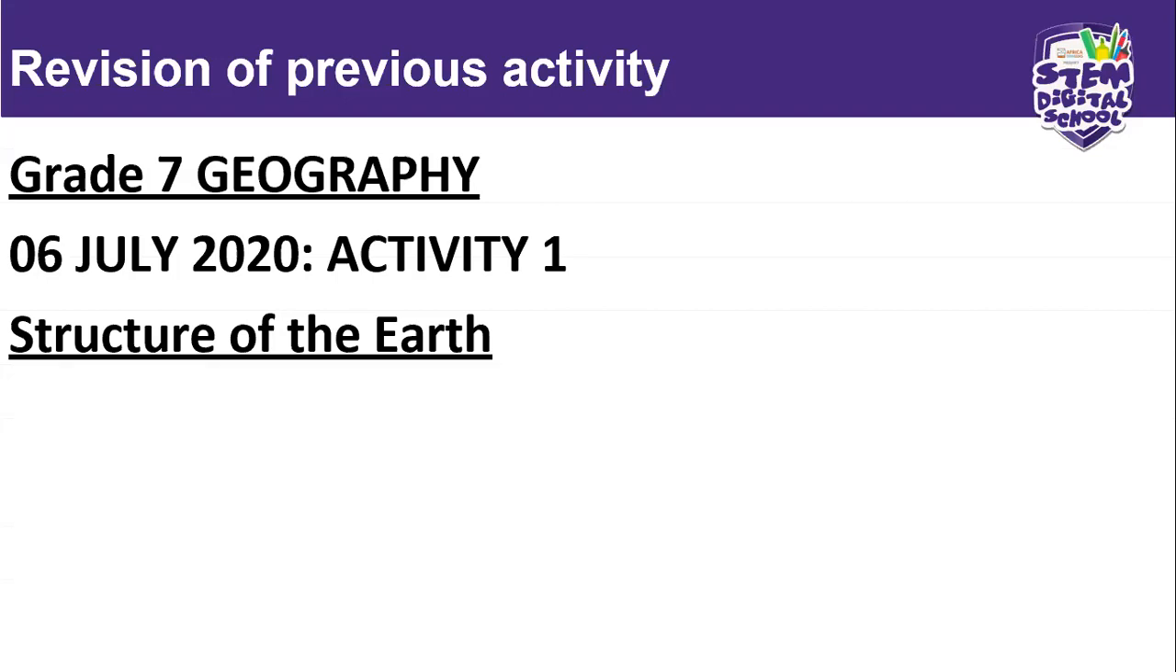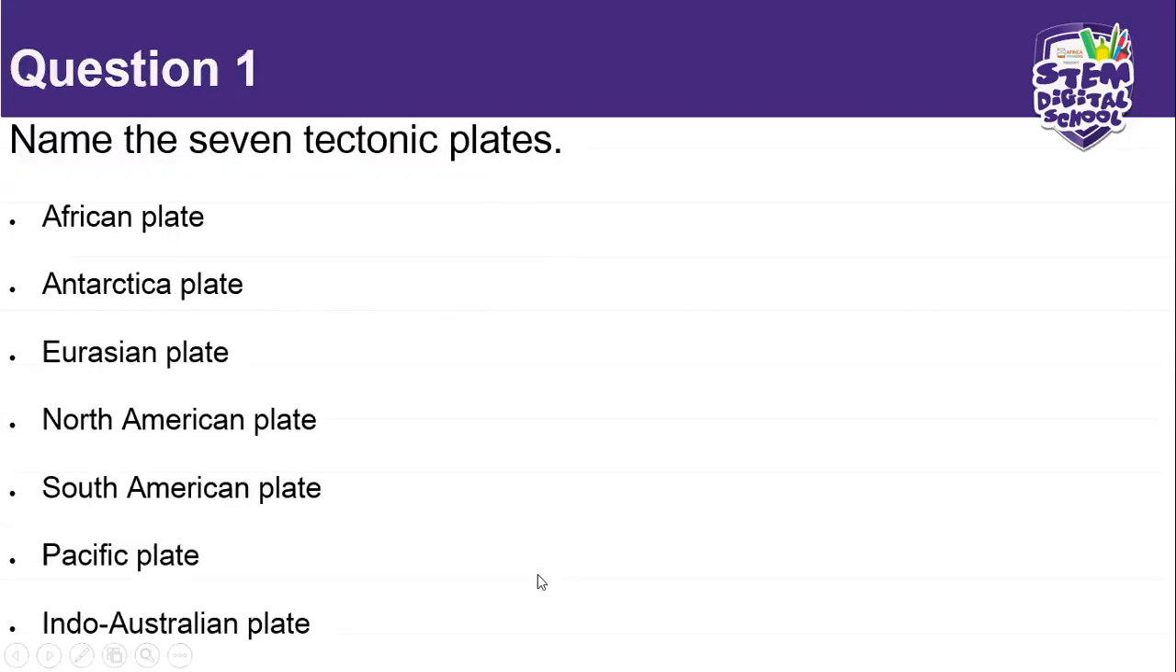Okay, so we want to revise the homework. Did you do your homework that I gave you yesterday? Question 1, name the 7 tectonic plates. So we have African plate, Antarctica plate, Eurasian plate, so just correct your work, North American plate, South American plate, Pacific plate, and then Indo-Australian plate. That was question 1. So we're just supposed to name the 7 tectonic plates.